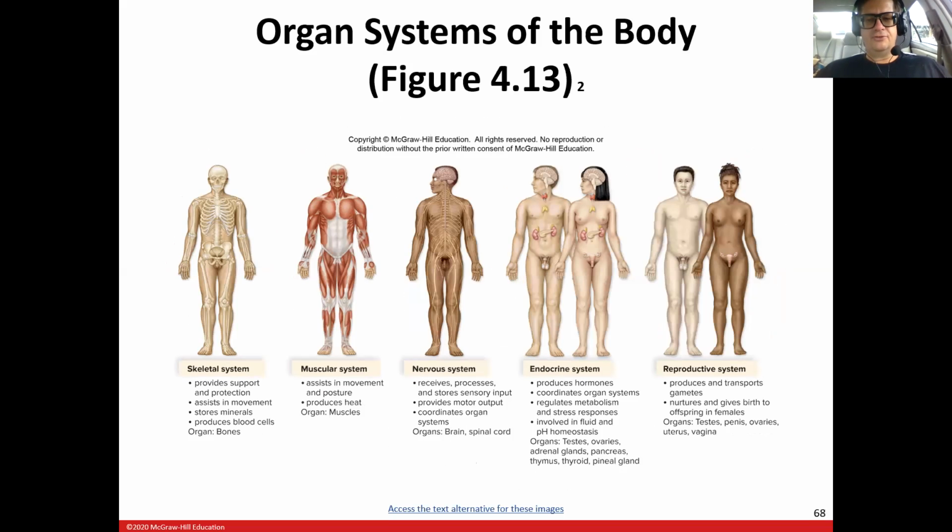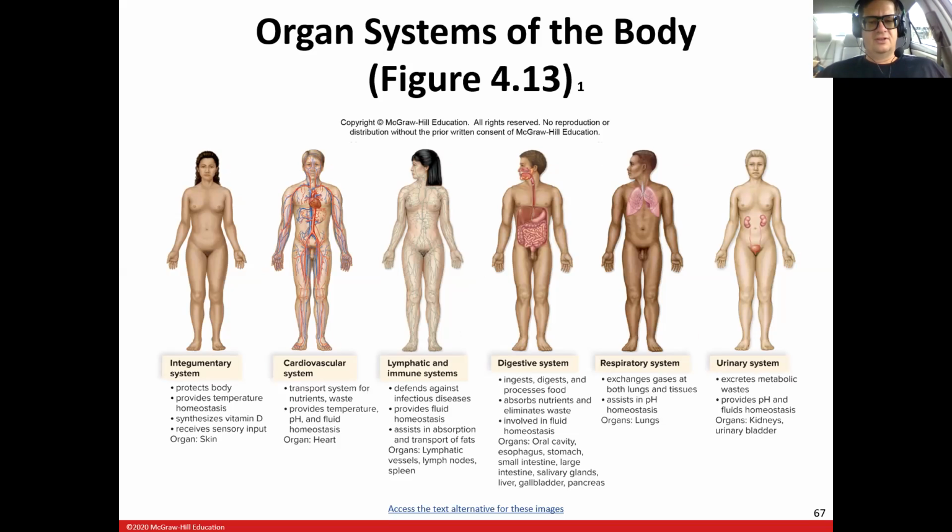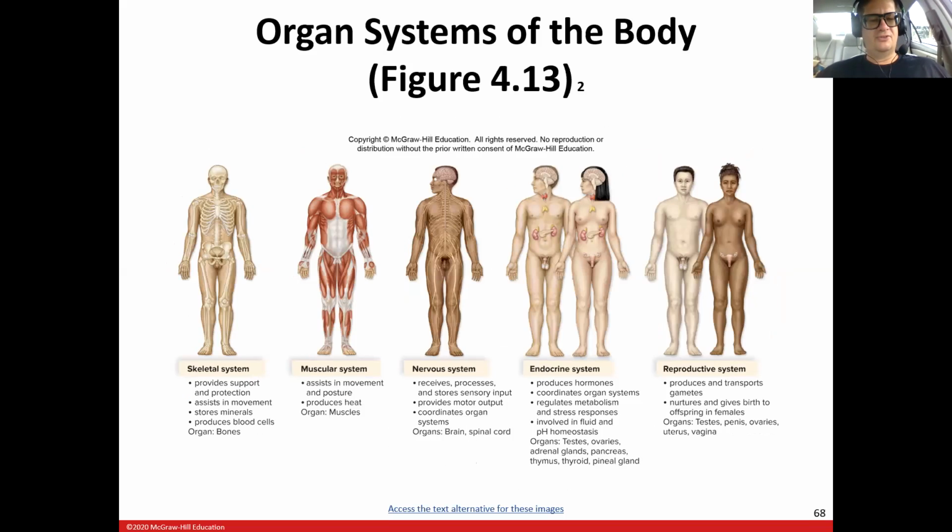Okay, so we have two slides here that list the body systems. The first slide has integumentary, cardiovascular, lymphatic, digestive, respiratory, and urinary systems. The second one has skeletal, muscular, nervous, endocrine, and reproductive systems. Know those things. Short version is those are testable questions, and I'm certain that there will be a couple questions derived from them. Anyway, moving on.